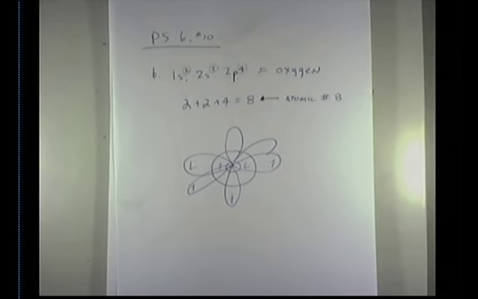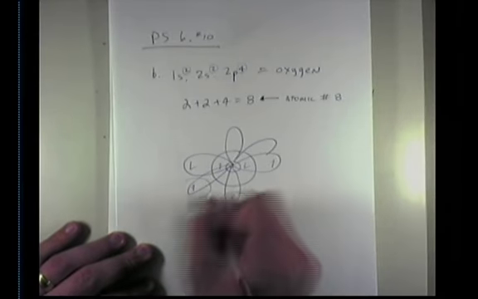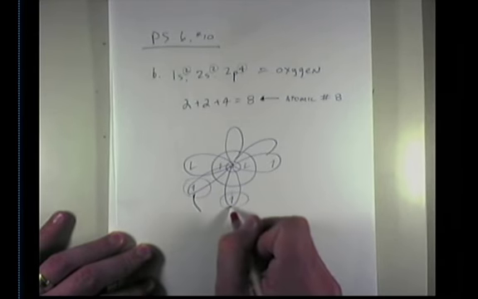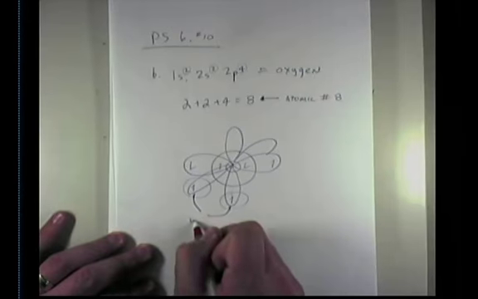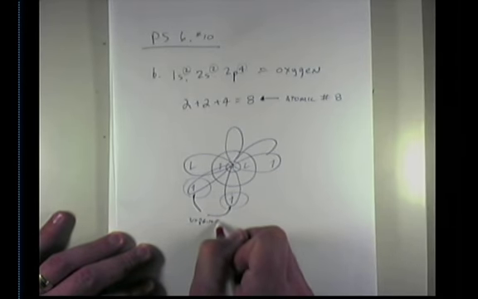1 electron goes into one orbital, second electron goes into a second orbital, a third electron goes into the third orbital, and the 4th electron is required to go into that same third orbital because there's not a 4th p orbital to go into. So the question asks us, how many unpaired electrons are there? Well, there's 1 unpaired electron here and here. So the answer is 2 unpaired electrons.